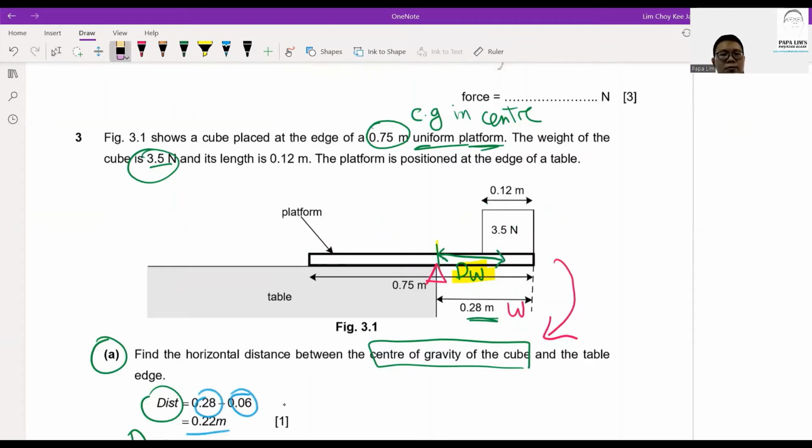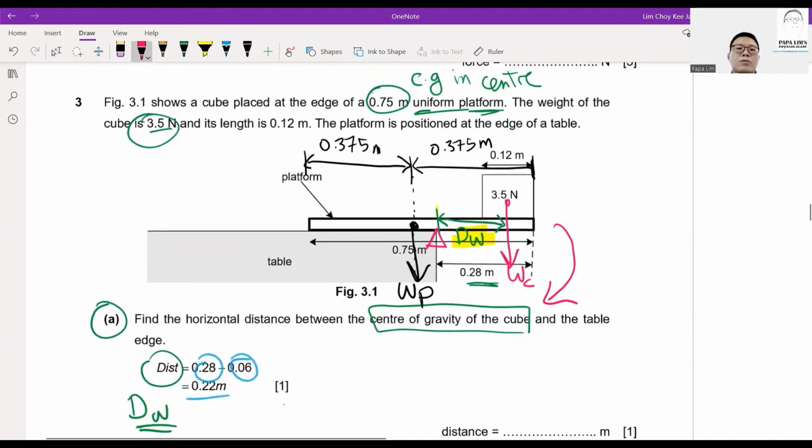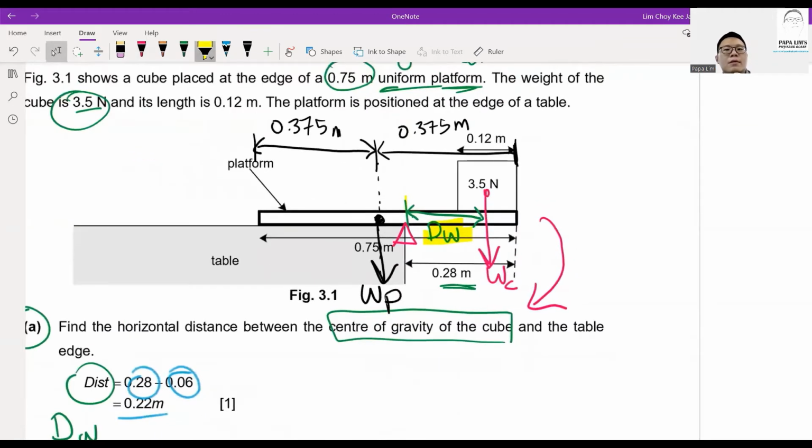Let me draw it slightly more accurate. So you'll have 0.375 meter, 0.375 meter. This is where the CG of the platform itself will be. And the weight of the cube, 3.5 Newton, is the weight of the cube. If you look at this particular drawing, you will know that the perpendicular distance of the weight is here.